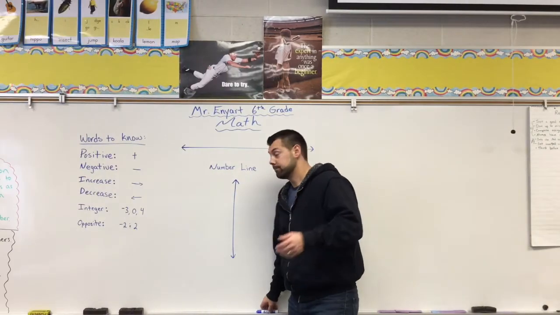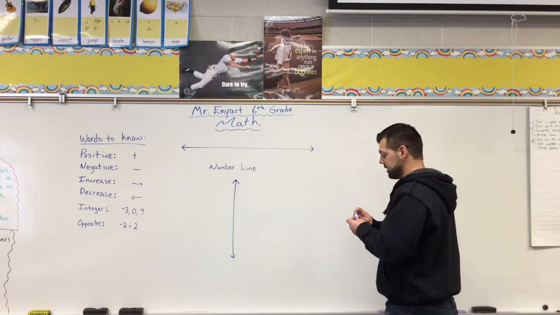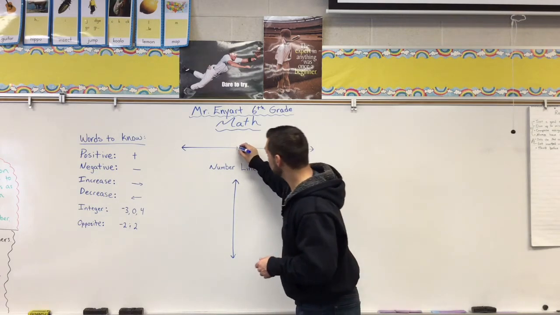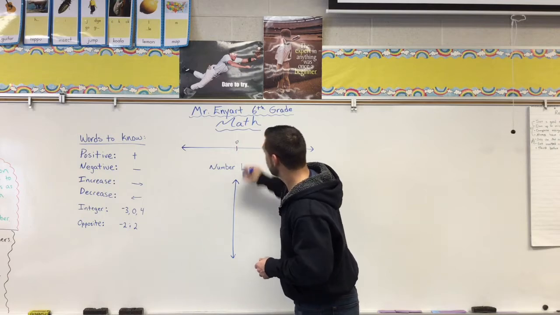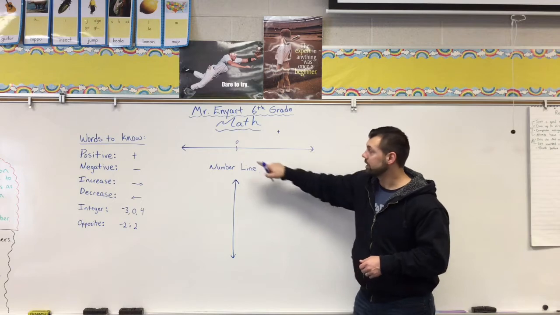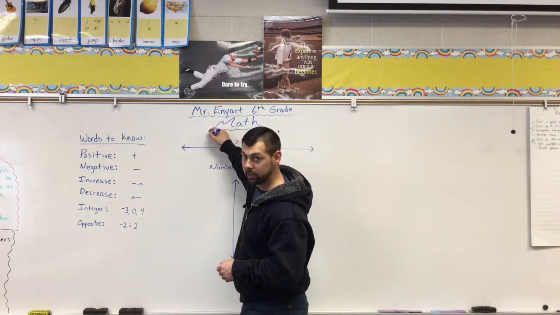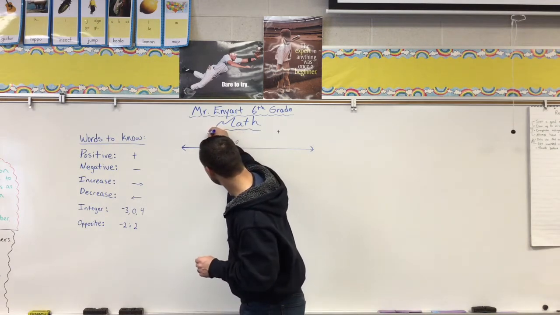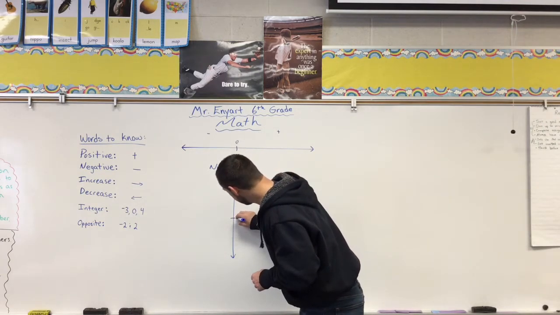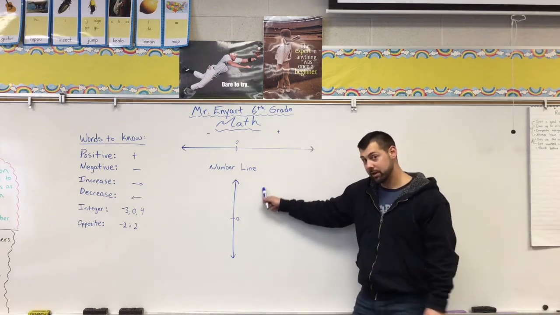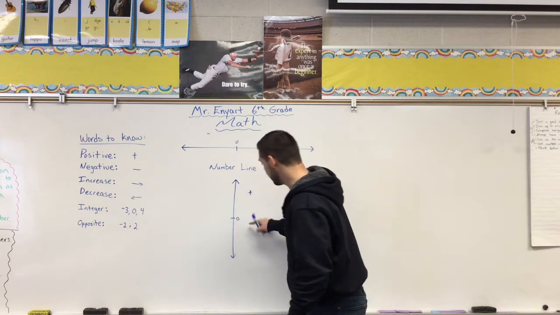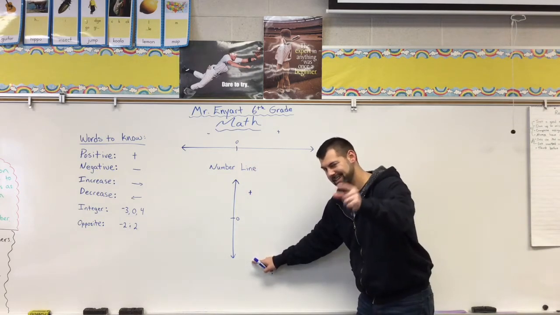So let's fill out our number line. What we have here is a horizontal number line, and if I were to stick 0 right here in the middle, that would mean everything to this side would be positive, and everything to this side would be, that's right, negative. And if we're doing a vertical number line and we stuck 0 right here, that would mean everything up here is positive, and everything down here is negative.